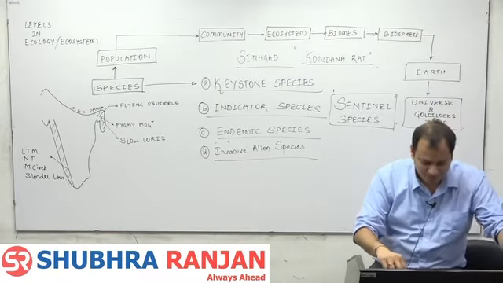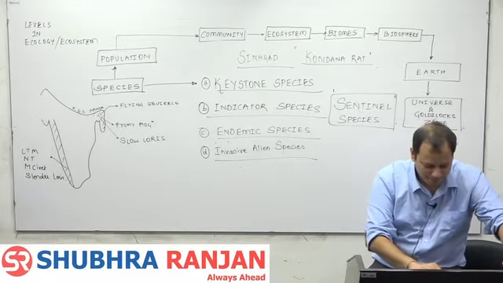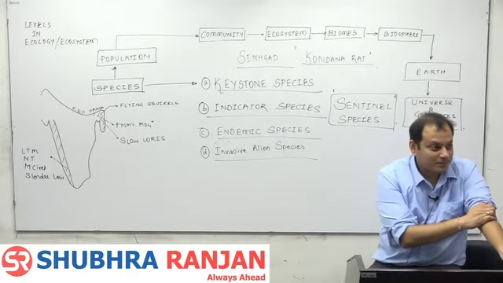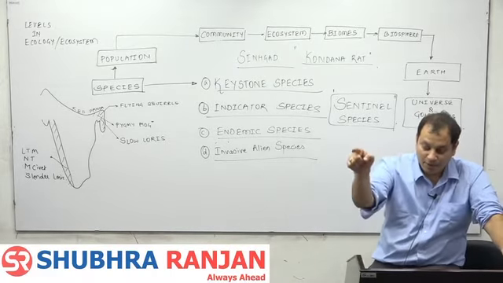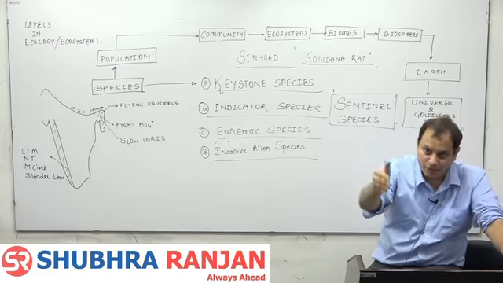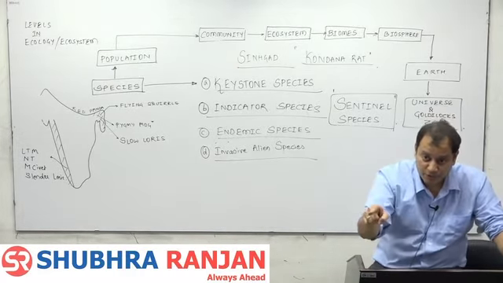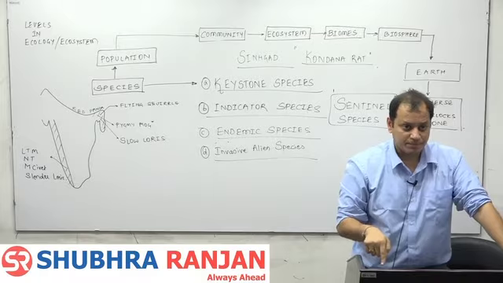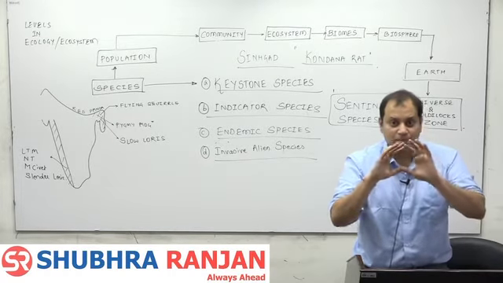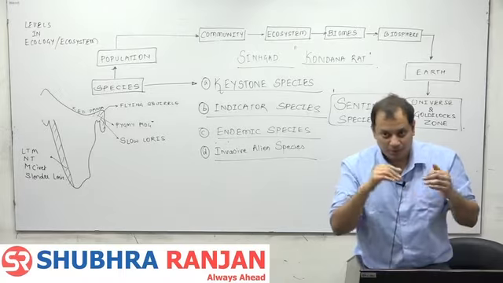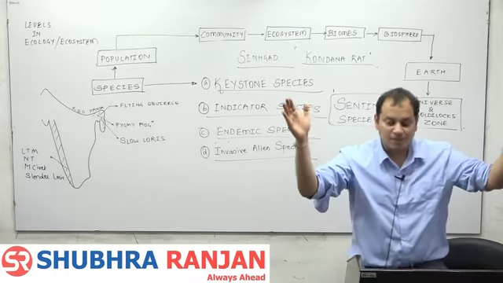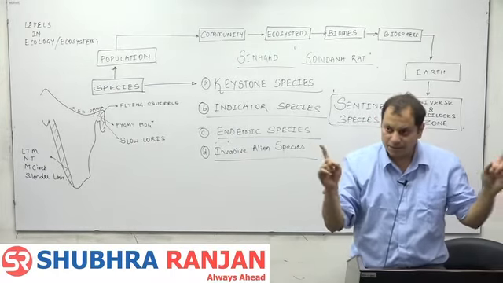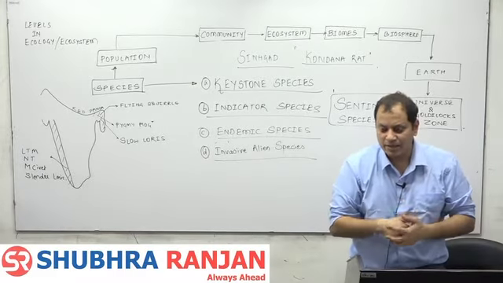Invasive alien species. What do you mean by invasive alien species? Any foreign species that is introduced in an area, not naturally grown, accidentally introduced. Once it comes in an area, it disturbs the local ecosystem. Why? Because its predator base is not there, it will rapidly multiply at the cost of biodiversity or other species, and then it becomes a threat. We will call this an invasive alien species.